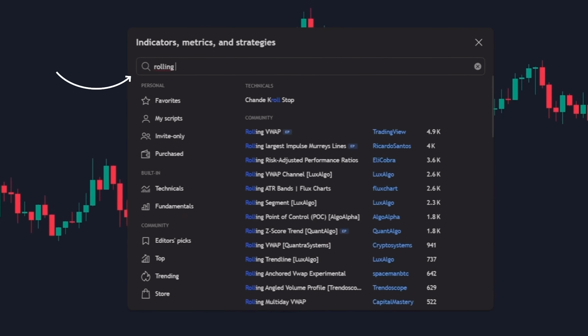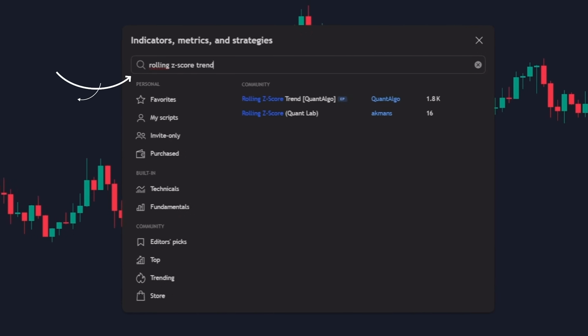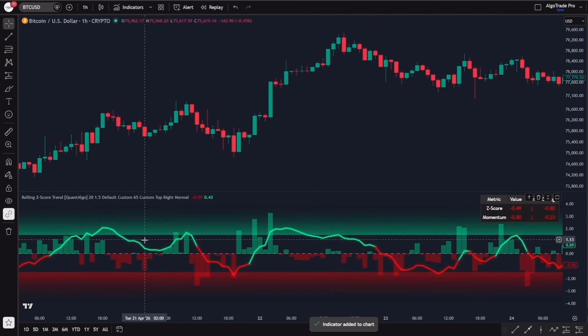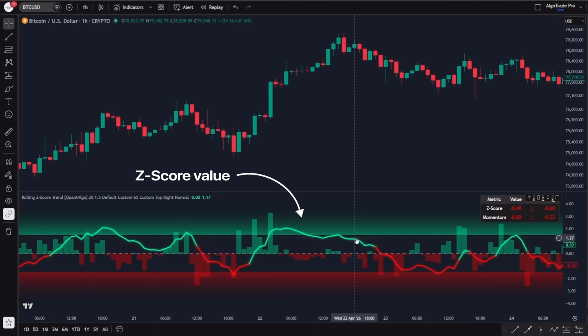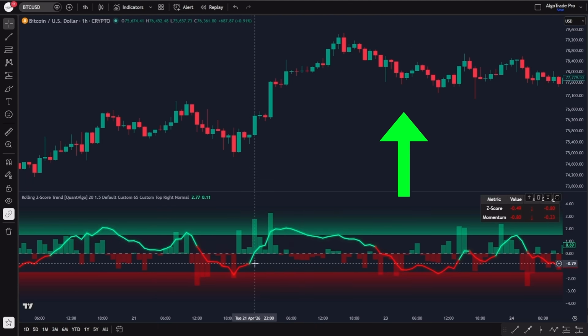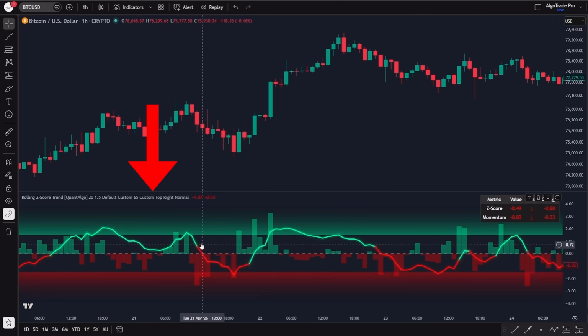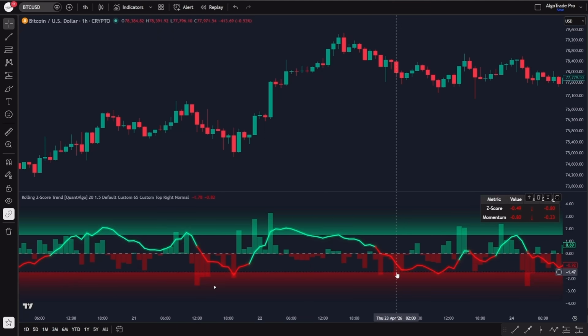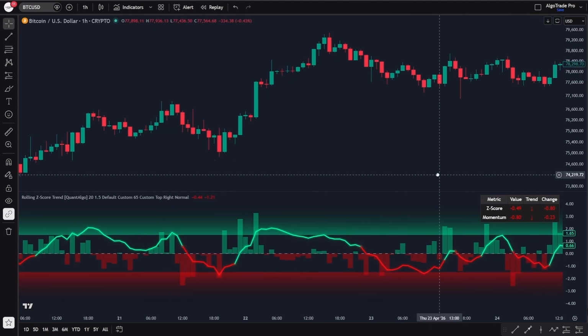So, this indicator is called Rolling Z-Score Trend by QuantAlgo. At first glance, it looks very different from most indicators. The main line represents the current Z-score value. When it turns green, momentum is considered bullish. When it turns red, momentum becomes bearish. In the background, we also have momentum columns that measure the rate of change in the Z-score itself.